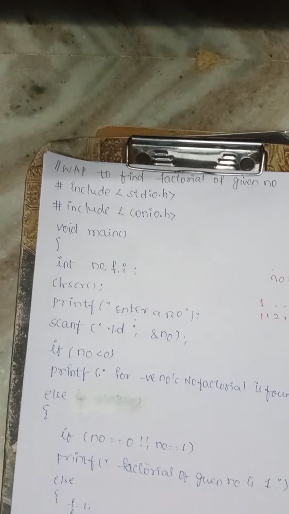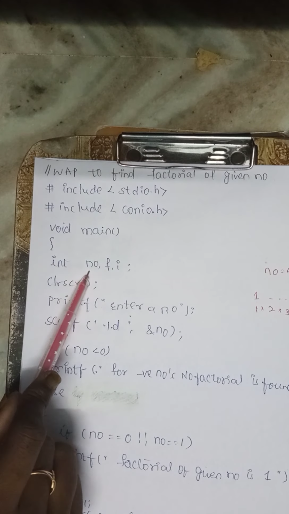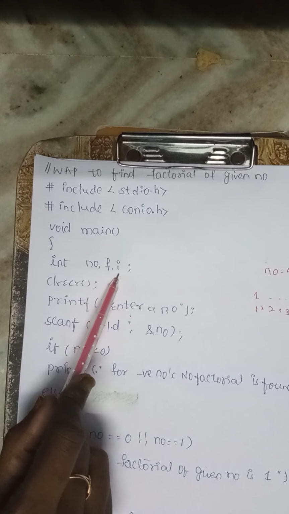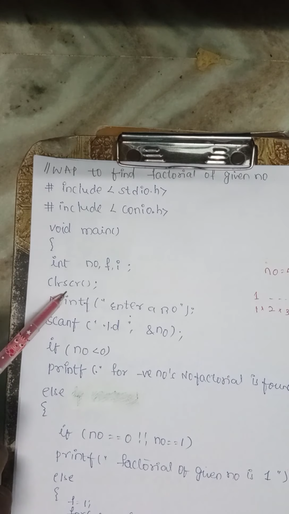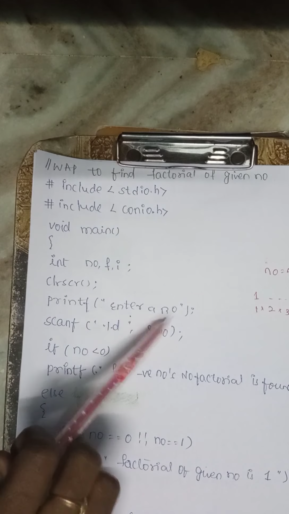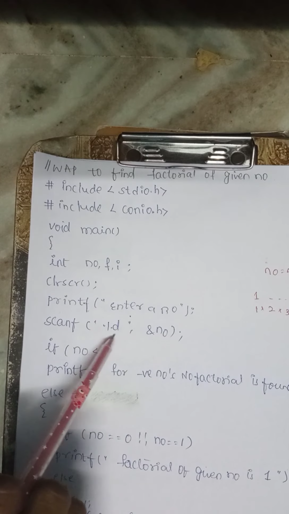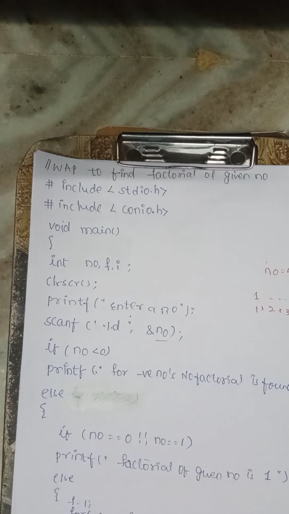Now look at the program. Integer number, factorial value. To run the loop, we need a variable i. Next, I am clearing the previous screen. Printf, enter a number. Scanf, accept a number and store it in the number variable.